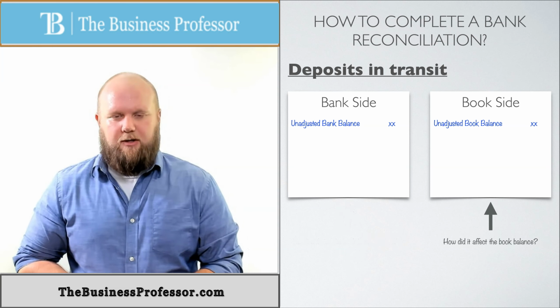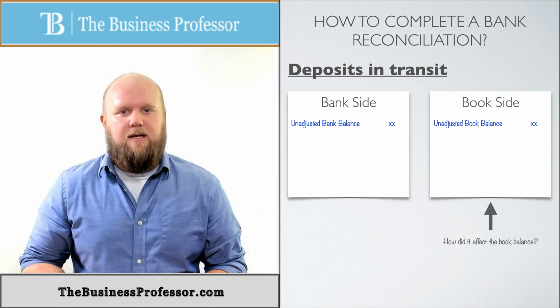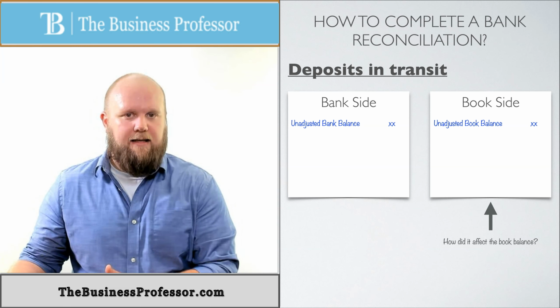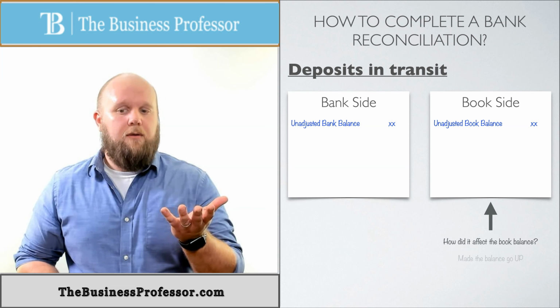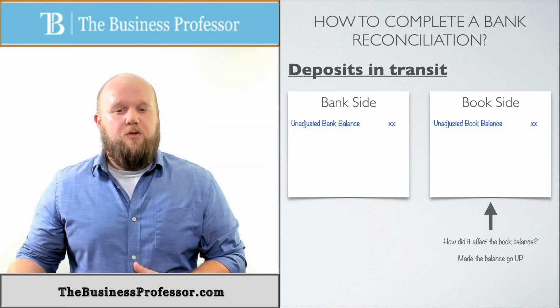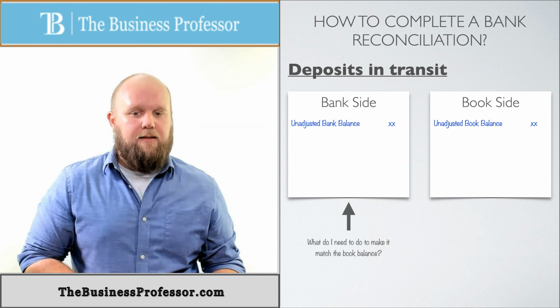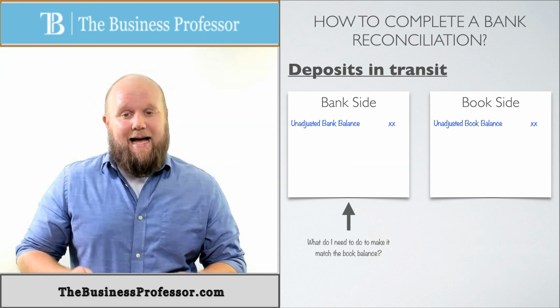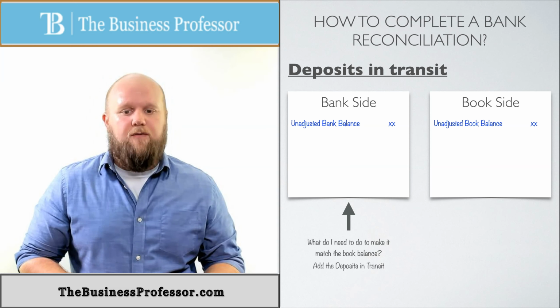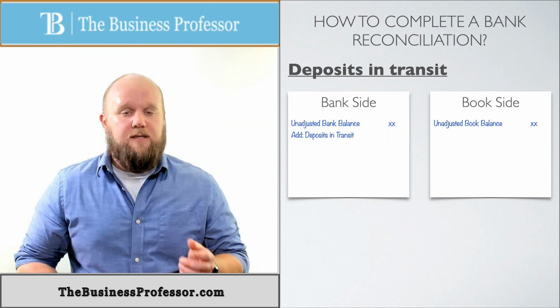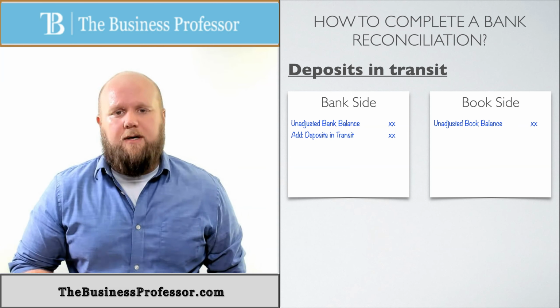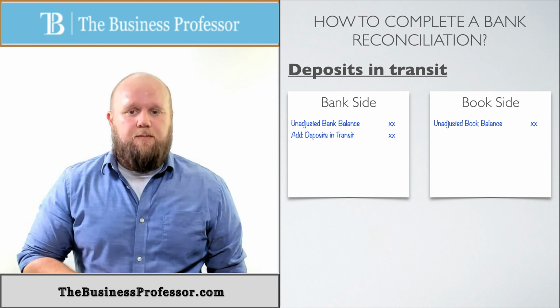The next question: how did it affect my book balance? What did it do to my cash balance? When I put it in my books, it made my cash go up. So what do I need to do to the bank side to match the book side? I need to add it to the bank side. Therefore, I'm going to say add deposits in transit, however much that amount was. That's deposits in transit.